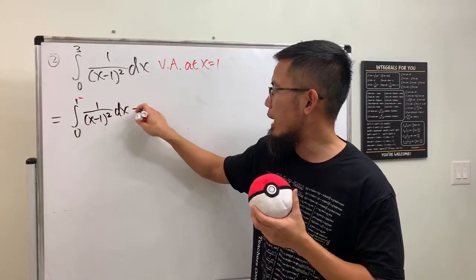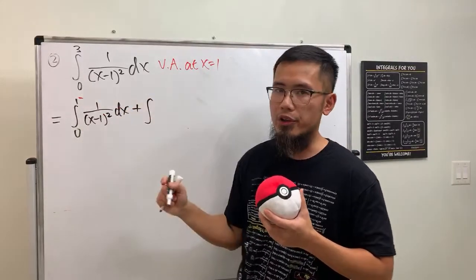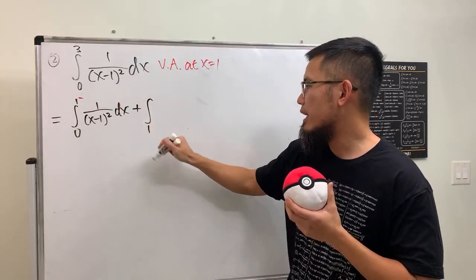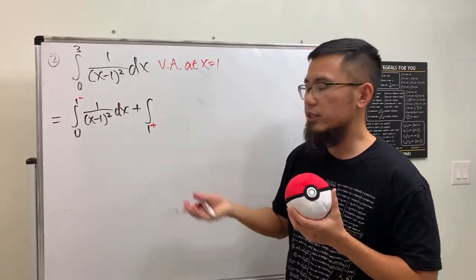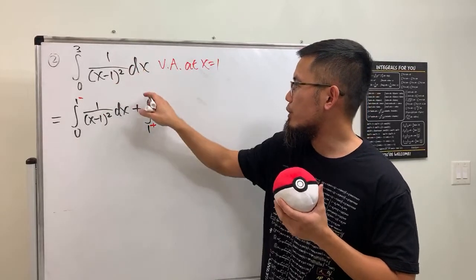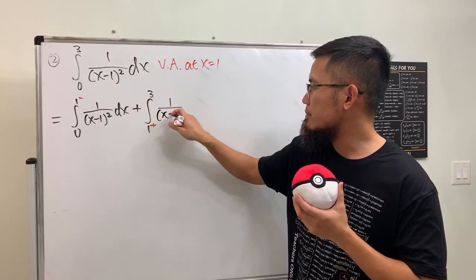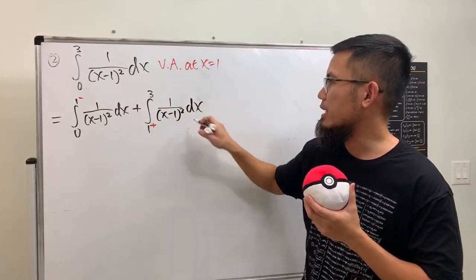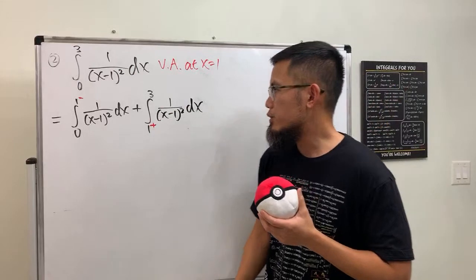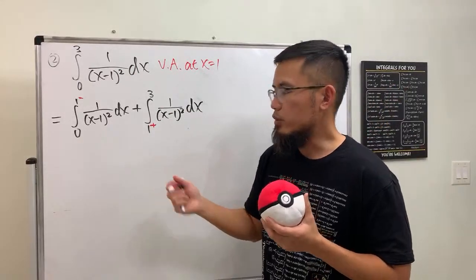And then we have to add the second integral. We have to pick up from here, but again, do not put down 1. Technically, you have to avoid 1. It's actually 1 plus. And then you continue until 3. And then you have 1 over (x minus 1) to the second power dx. All right, the truth is, if one of them diverges, then you are done.